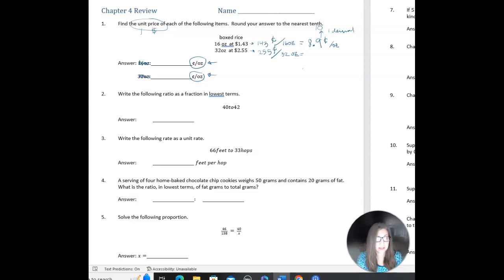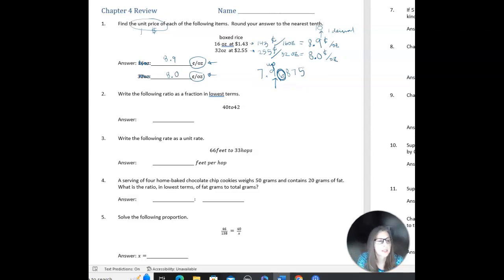And for the following one, 255 divided by 32 is, oh wow, let me write this down: 7.96875. It says round to the nearest tenth, so we look back, and this is a 6, so it's going to bump up. 7.9 is going to bump up to 8.0, so 8.0 cents per ounce. You just write those on the line: this one is 8.9, and this one is 8.0. So you're getting more bang for your buck with that bigger purchase. It's typically the case.